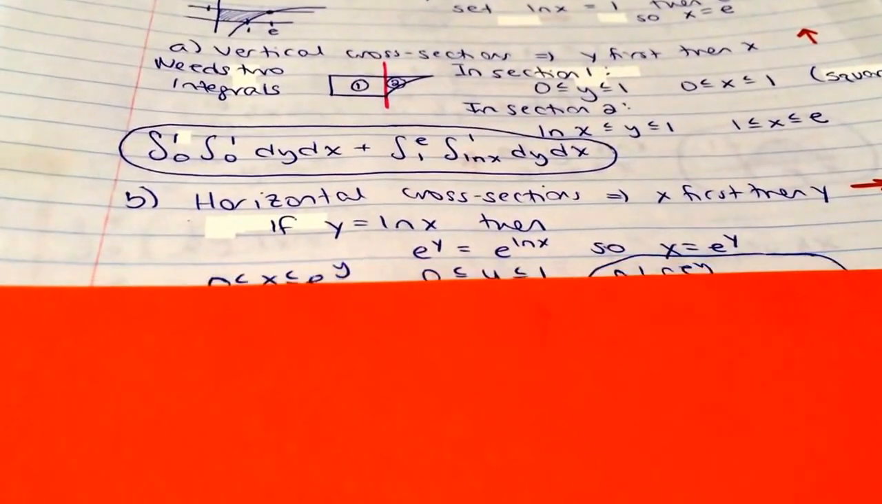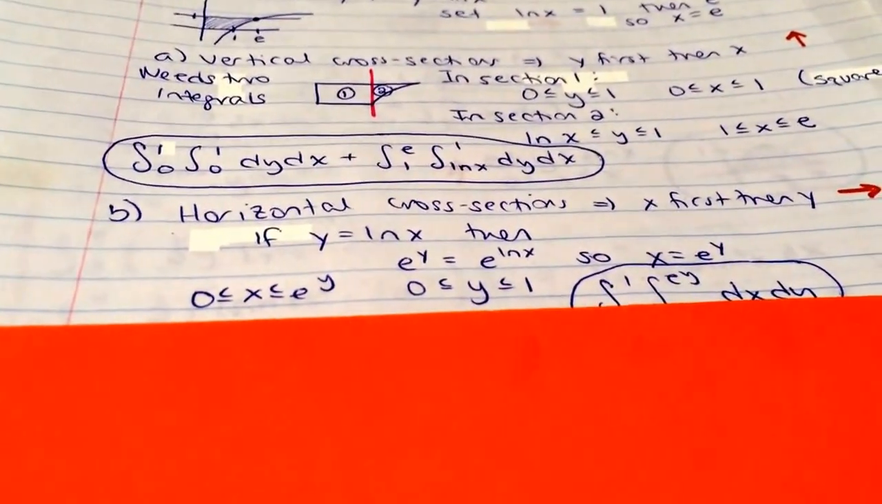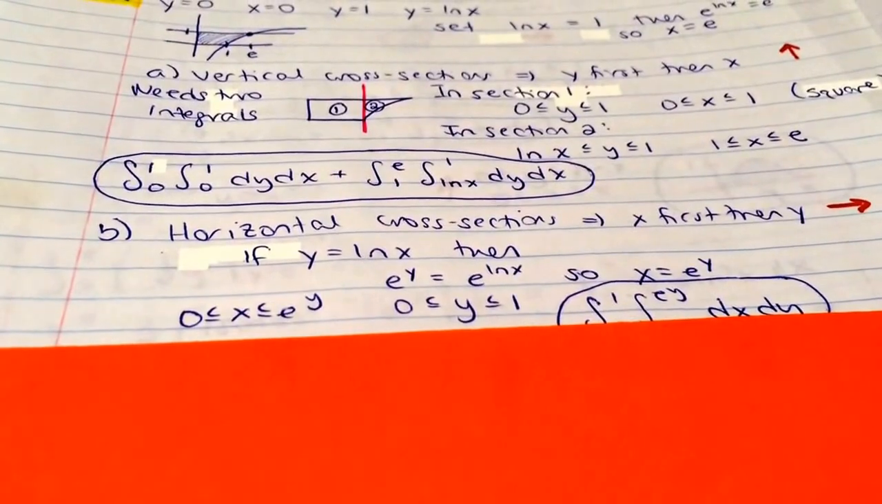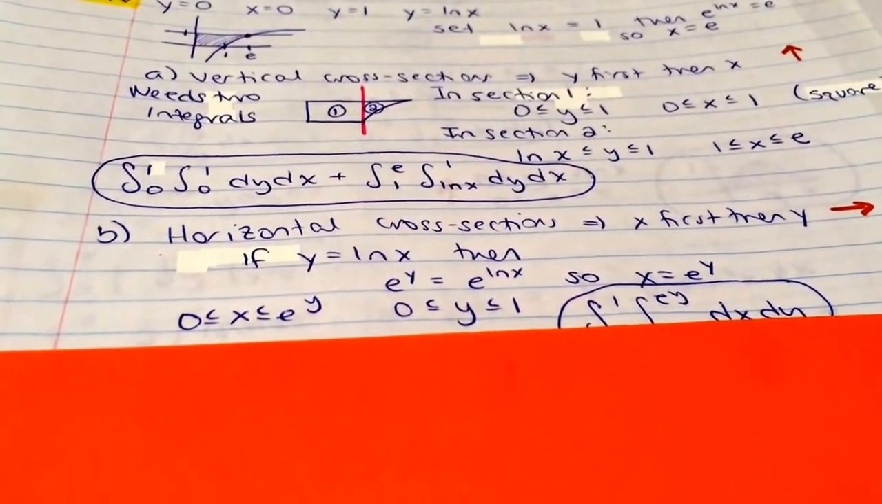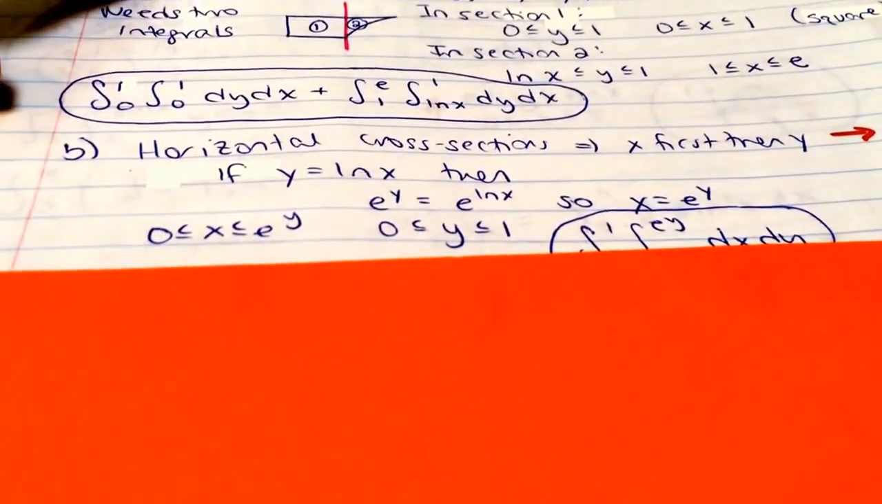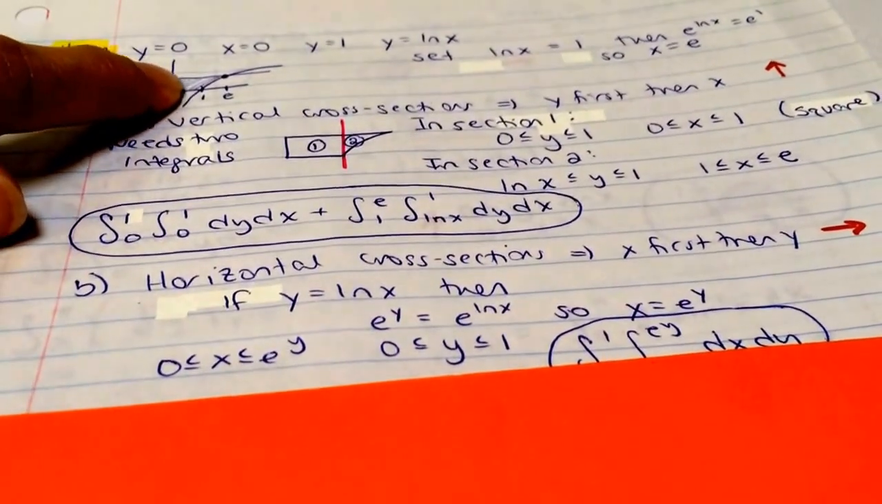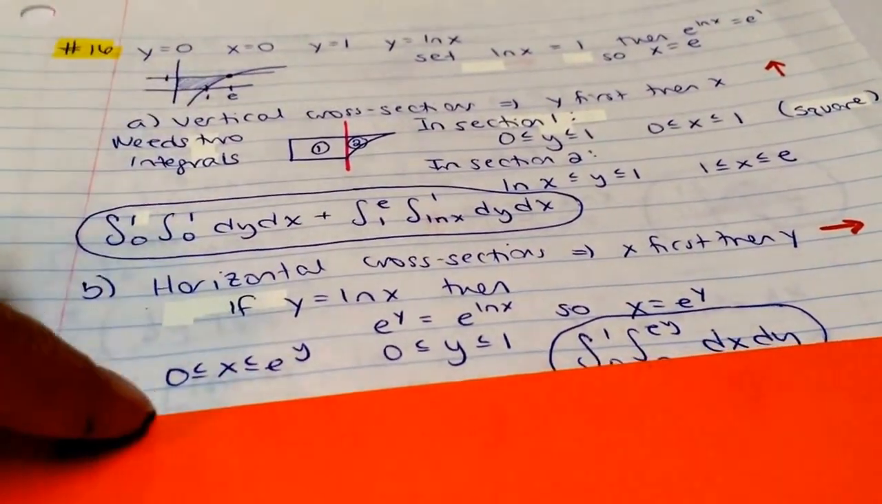Okay, so if I'm going horizontally with x first, x is the one that's between functions. So up here on the left, I have 0. On the right, I have the curve. So that would be this.